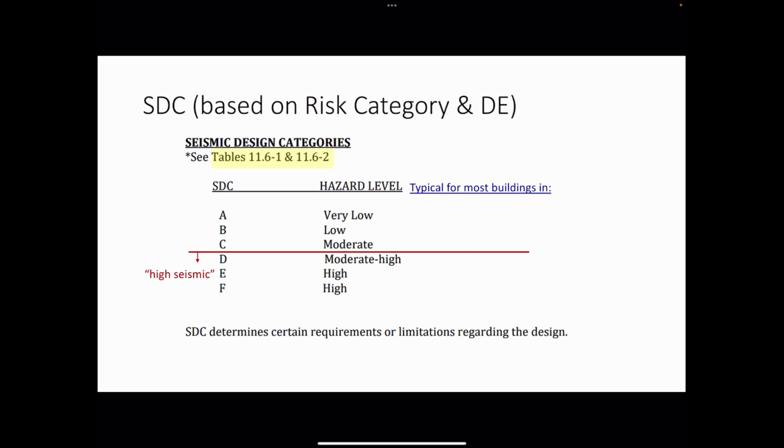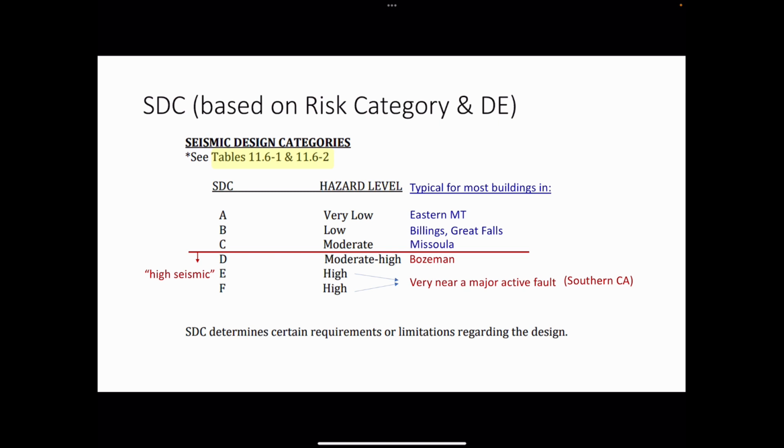So, seismic design category, don't blame me, I didn't come up with this, but conveniently, it's the same letters as site class, but they are not correlated at all. So don't confuse the two, right? So seismic design category A through F. A, B, and C represent low to moderate hazard level. Anything D or higher is considered high seismic zone.